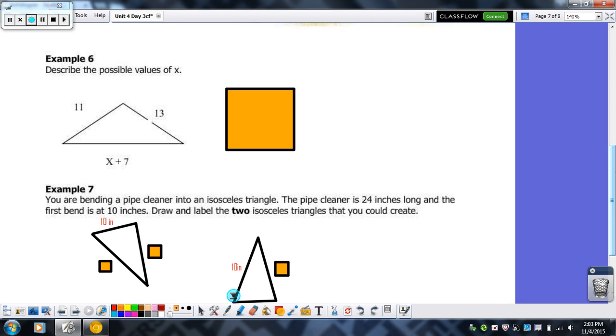Describe the possible values of x in example 6. So this goes back to using inequalities. 13 minus 11, which is less than x plus 7, our x plus 7 goes in the middle, which is less than 13 plus 11.